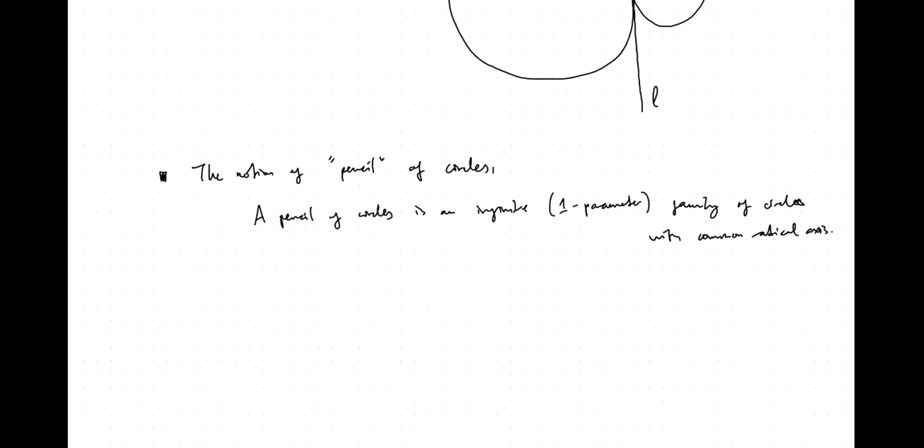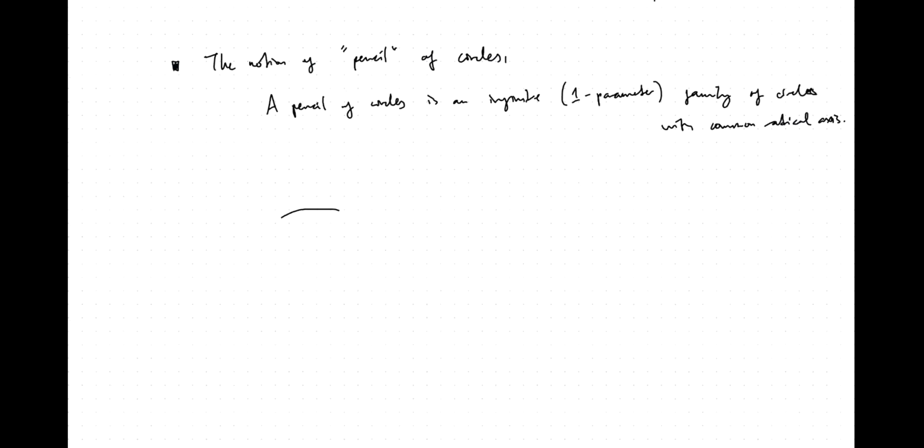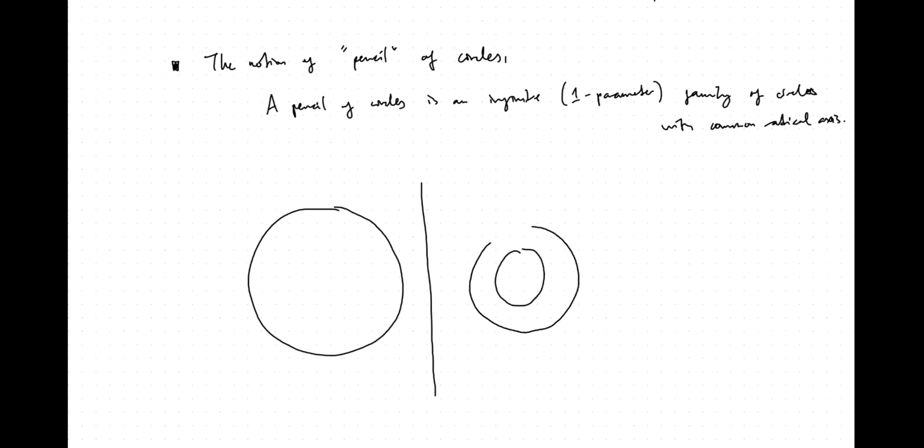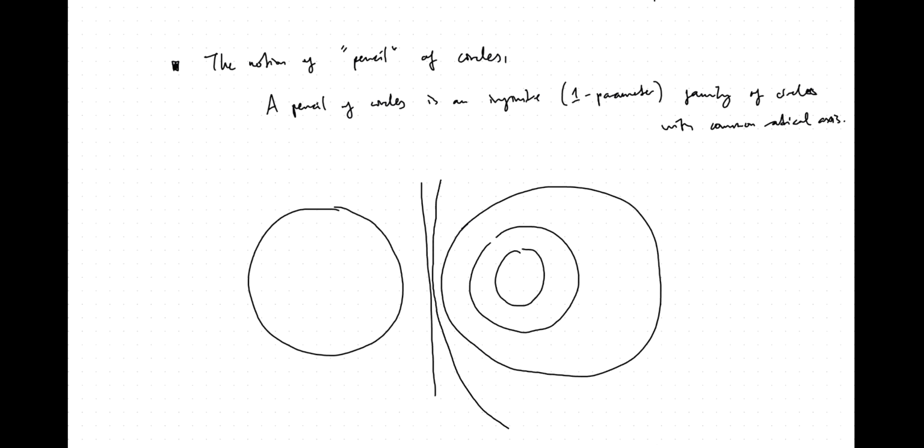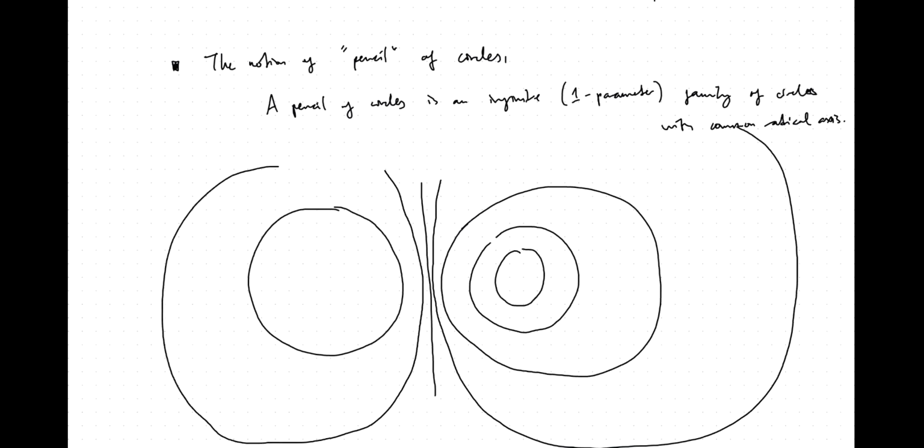This I can say is the definition. All of them share a radical axis, so any two of them have the same radical axis. So let's draw pictures of this. The picture would be like this, you would have circles. As the circle approaches the line, the circle gets bigger and bigger. And on this side, similarly, and as they get smaller, they degenerate to some points.